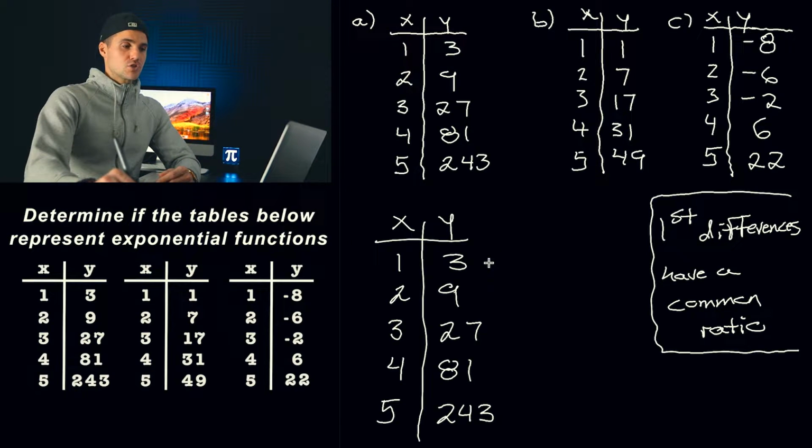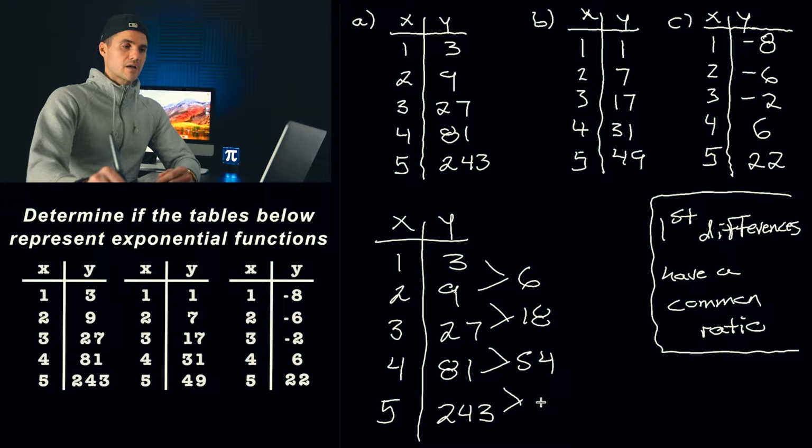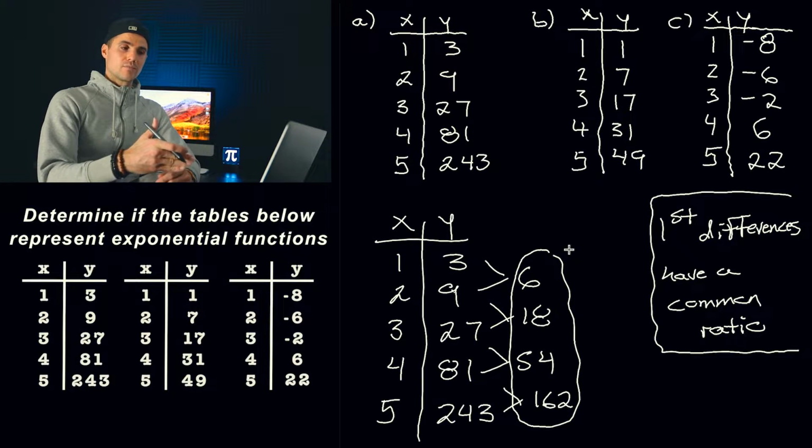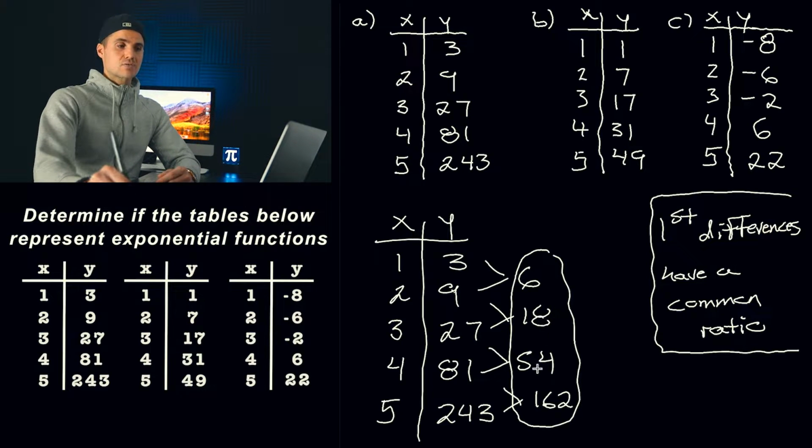And so what we have to do is take the first differences, remember you always do bottom minus top, so 9 minus 3 is 6, this would be 18, 81 minus 27 is 54, 243 minus 81 gives us 162. And notice that the first differences have a common ratio here. They all have a ratio of 3, right? 18 divided by 6 is 3, 54 divided by 18 is 3, 162 divided by 54 is 3. So that means it's exponential.